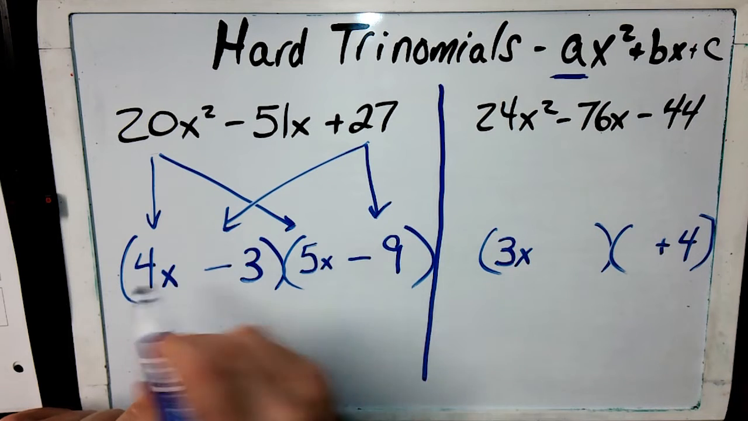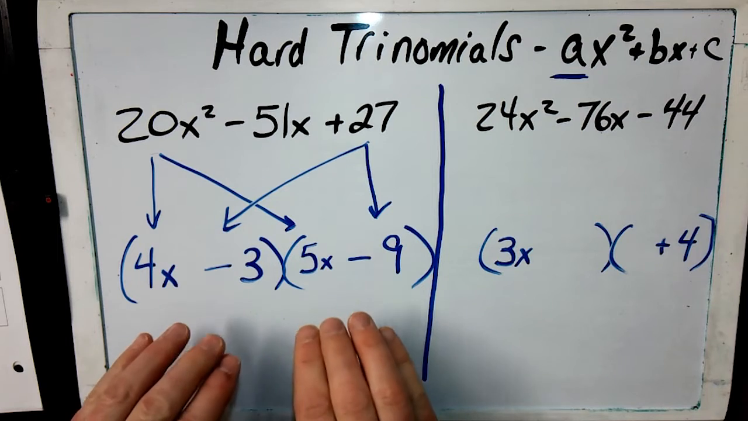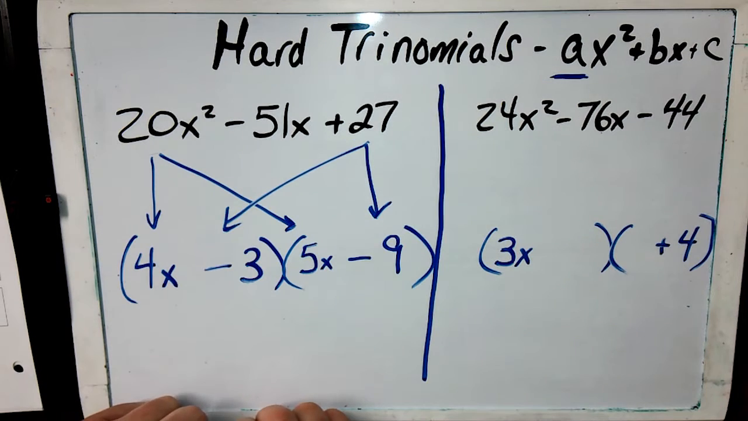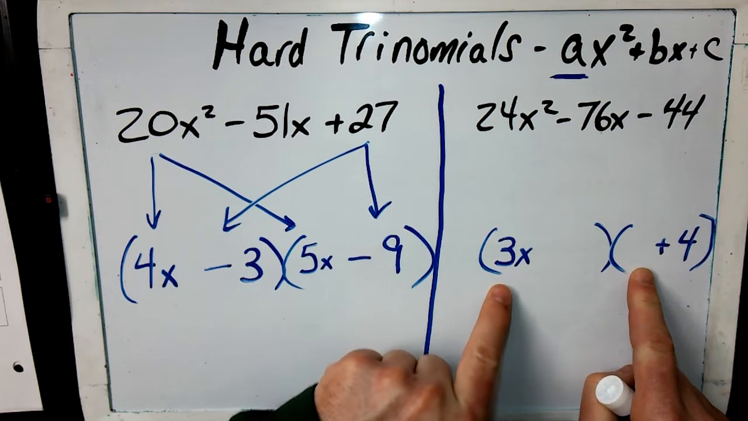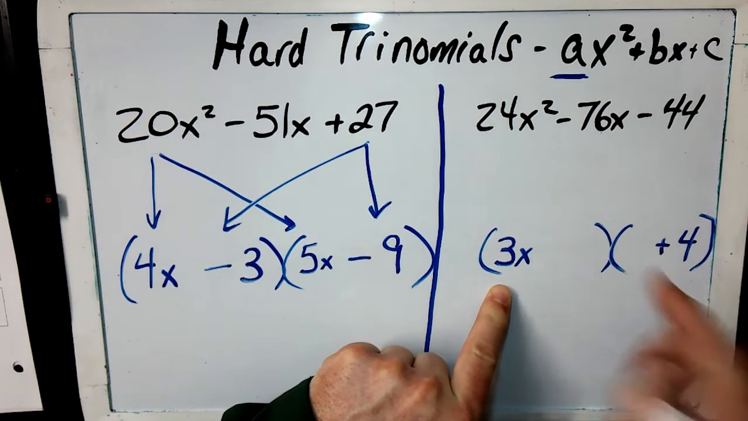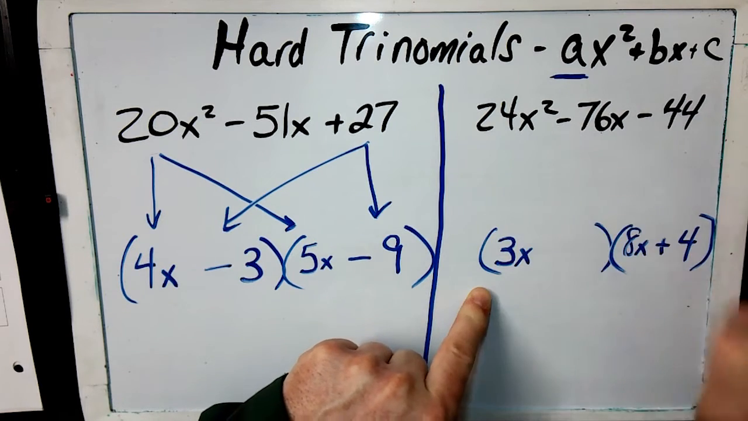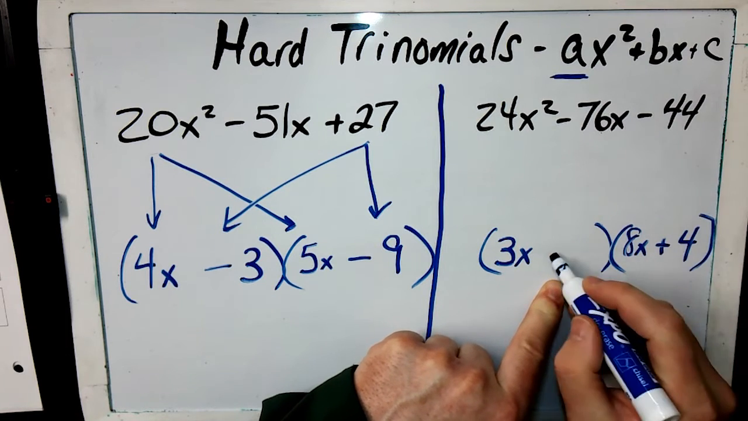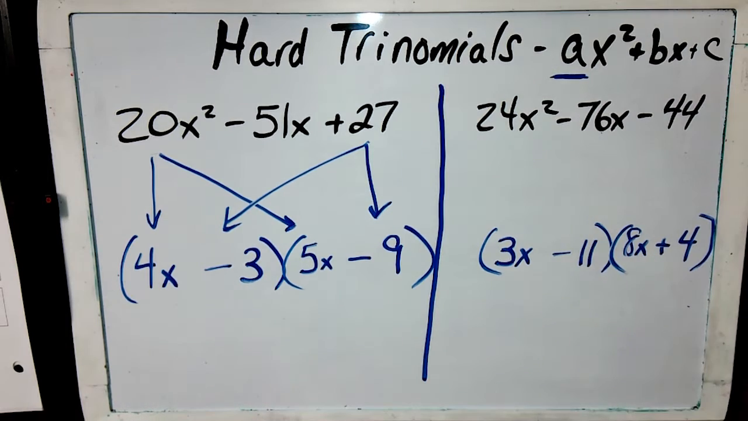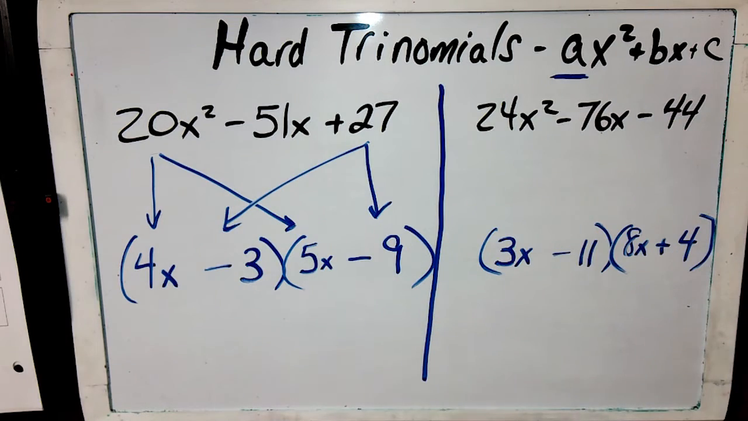You can check your work by expanding, but the whole goal is two binomials from a trinomial. So on this side we've got 24x squared. We know that 3x is on this side. It must be 8x over here. 8 times 3 is 24. 4 times something equals negative 44, minus 11. Again, this one splits up. This one will split up there.